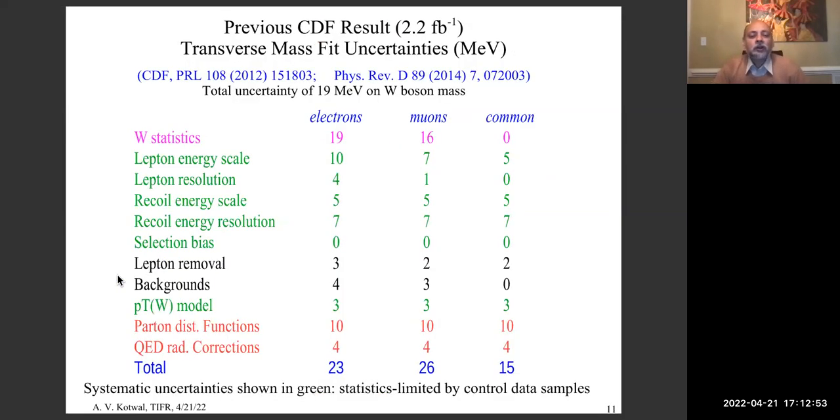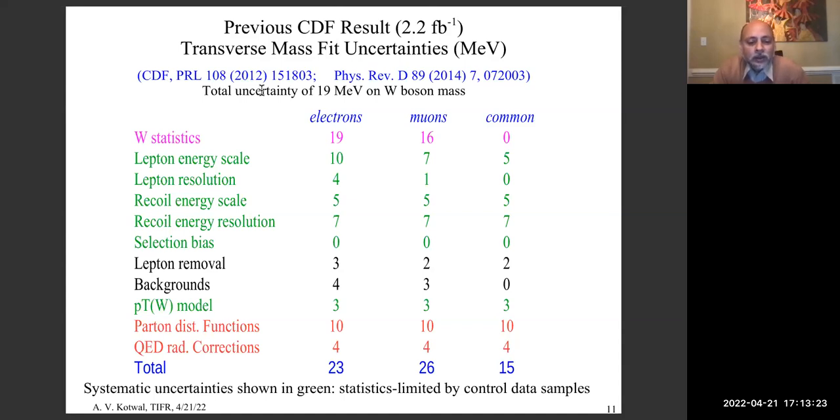So now let's move on to 2012, 2014, the previous CDF measurement. I just show you one table from that paper. The total uncertainty at that time was 19 MeV from all the CDF analysis that had been done up to then from run 2. And that was about 1/4 of the total data set. So this data set was taken up to 2007 or so, and the analysis was published in 2012.